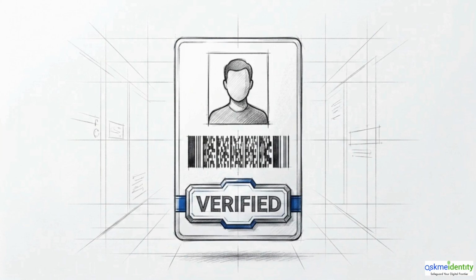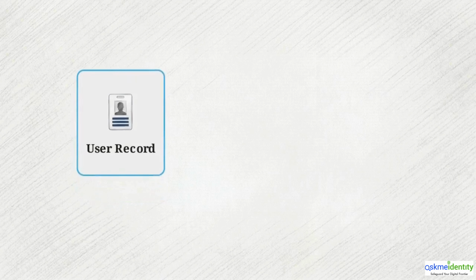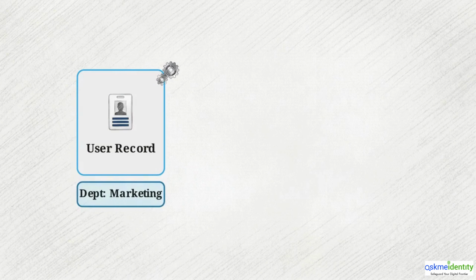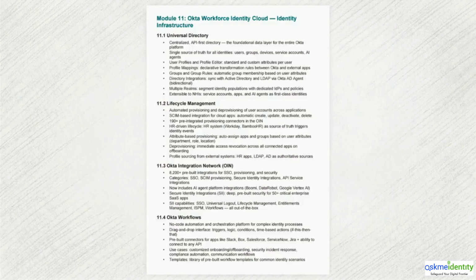Now that we know exactly who the user is, we need a way to automatically grant them the tools required for their specific role. This introduces lifecycle management and the core logic of attribute-based provisioning. By mapping attributes, we dictate that any user holding the department title marketing is instantly connected to Adobe and Salesforce. Section 11.2 shows the exact protocol making this possible: SCIM-based integrations. SCIM automatically creates, updates, or deactivates accounts.